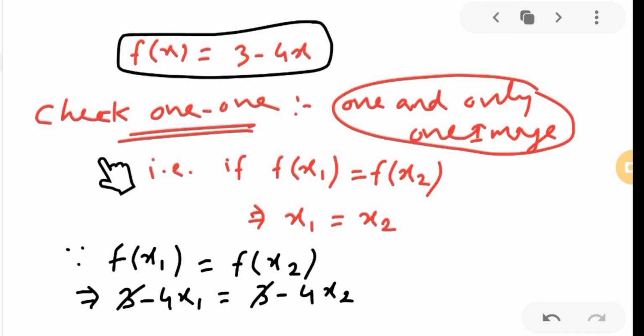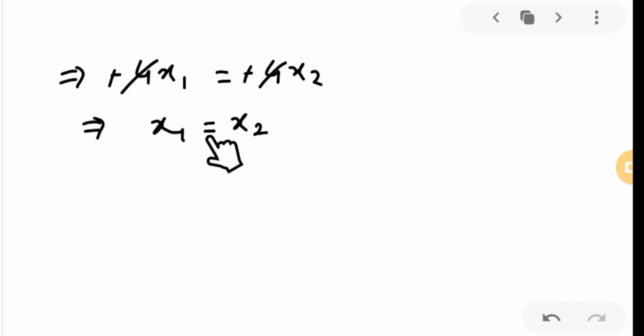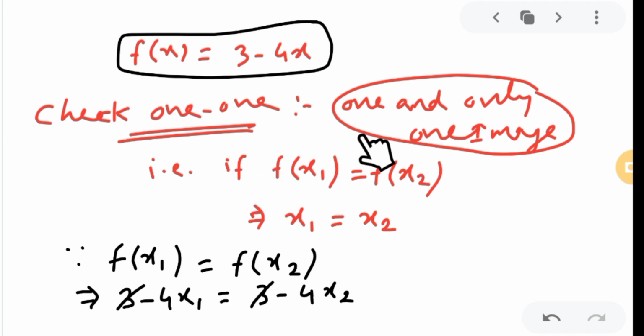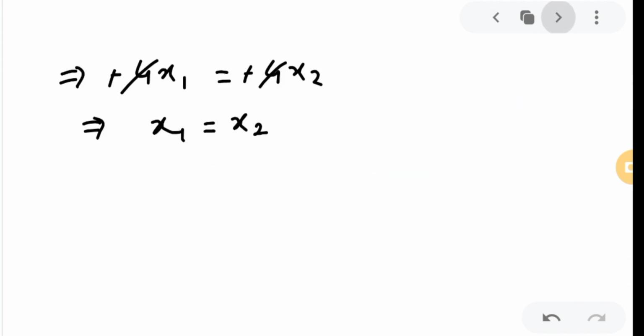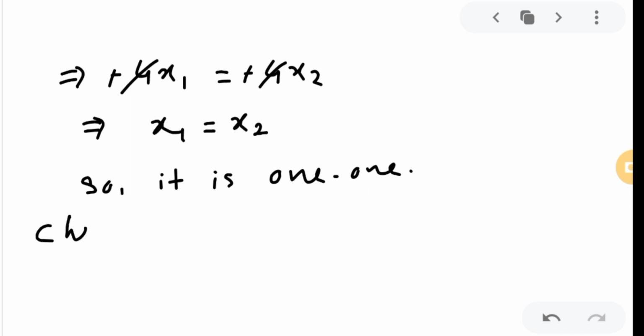So you started from here that this is true, and then you got that x1 is equal to x2. It means it is satisfying the condition of 1-1. So function is 1-1. Correct? So in the first part we proved that it is 1-1. Now I am checking for onto, because only if both conditions are true will I tell that it is bijective.